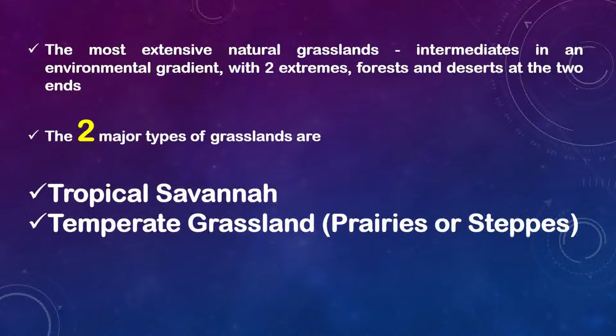defined as an intermediate in the environmental gradient with two extremes, forests and desert at the two ends. Forests normally receive a huge amount of rainfall and can sustain huge trees. This is one extreme. Whereas deserts receive scanty rainfall, almost nil, so it cannot support growth of trees over there.